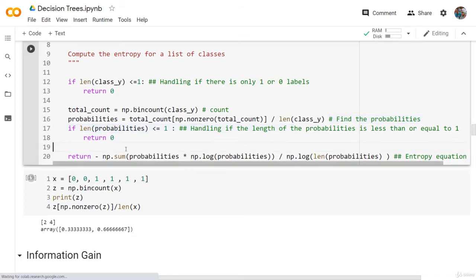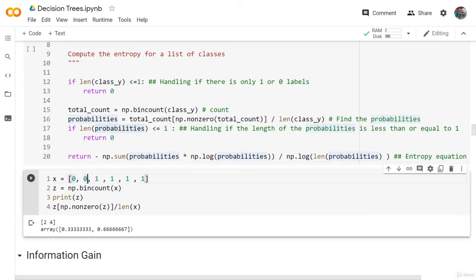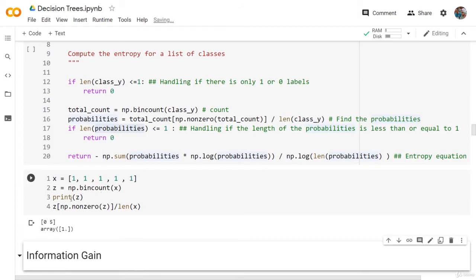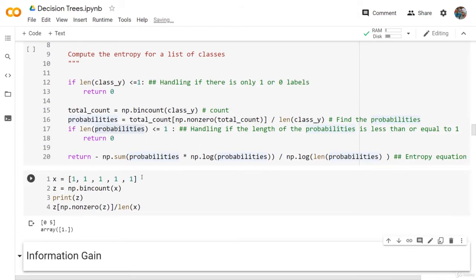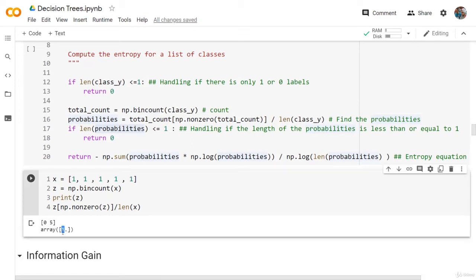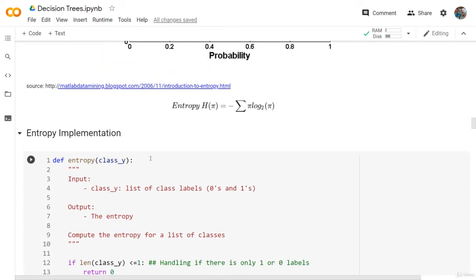Okay, after that, as you can see, we are handling the case where the length of the probabilities is less than or equal to 1. So if the length of this variable is 1, we are going to return 0. That happens if we have only one unique value in our labels list. So in this case, we will return 0. Otherwise, we are going to return the equation for the entropy.